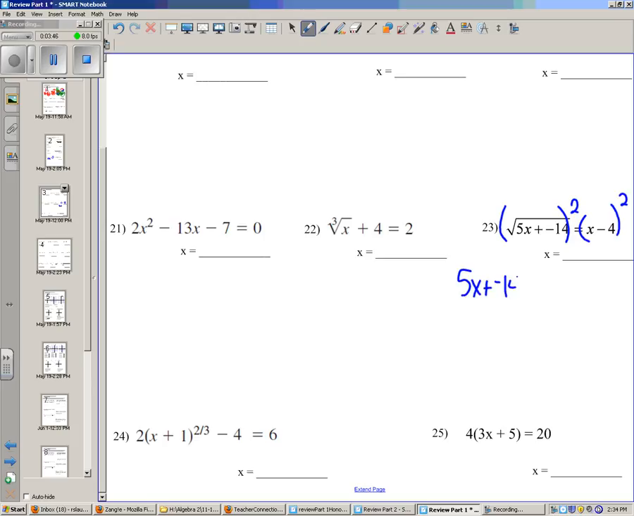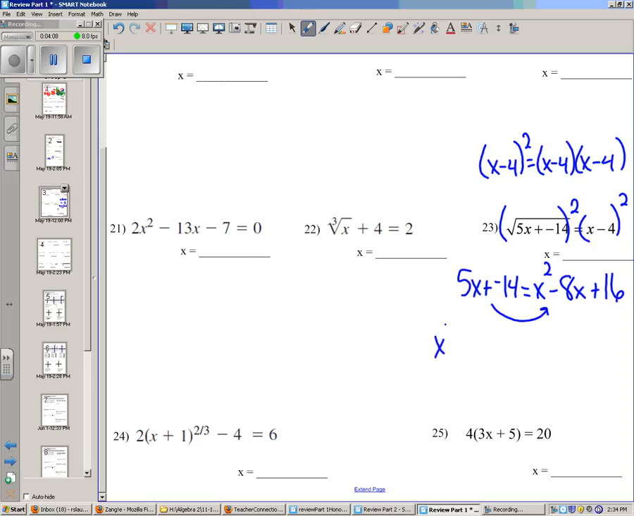And then when I square the other side, x minus 4 squared really means x minus 4 times x minus 4. So you really have to FOIL. You just can't make it x squared minus 4 squared. So foiling x minus 4 times x minus 4, I get x squared minus 8x plus 16. Because I have 2 types of x's, I'm going to bring everything over to one side. So when I do that, I get x squared minus 13x plus 30.